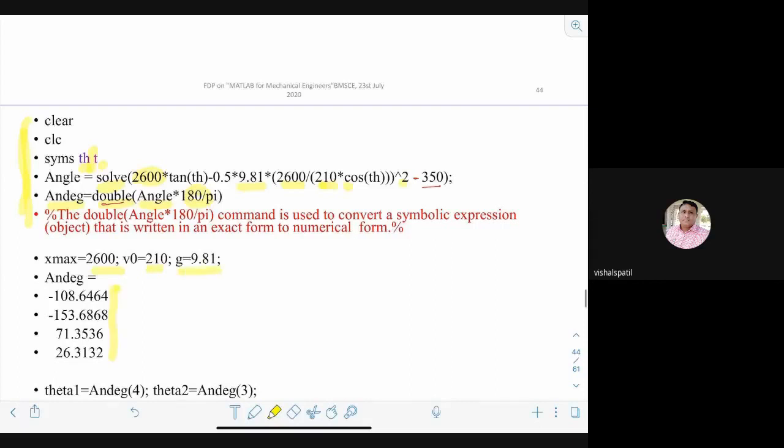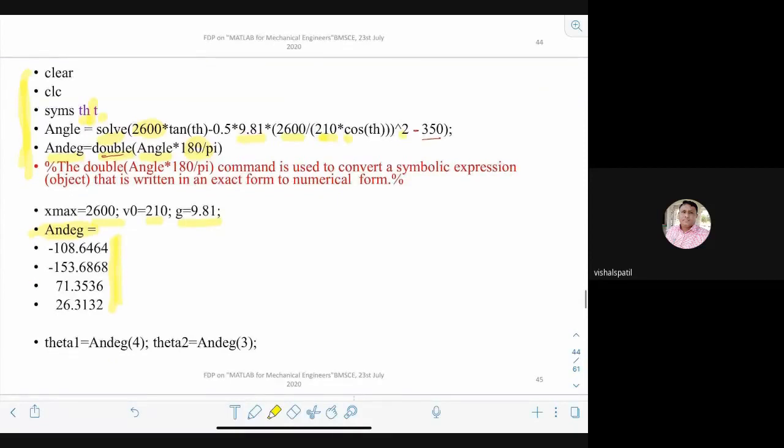solutions for the angle in degrees. Remember, I've converted into degrees. Actually, the equation solves for radians, and later on I've converted. There are 4 values. It's a vector of 4 values. Now, the values which do not have any physical significance in the problem: you cannot fire it below ground. So minus 108 degrees and minus 153 degrees are not practical solutions because that is going down and that is not the path of the projectile. So you can easily filter out these two values.